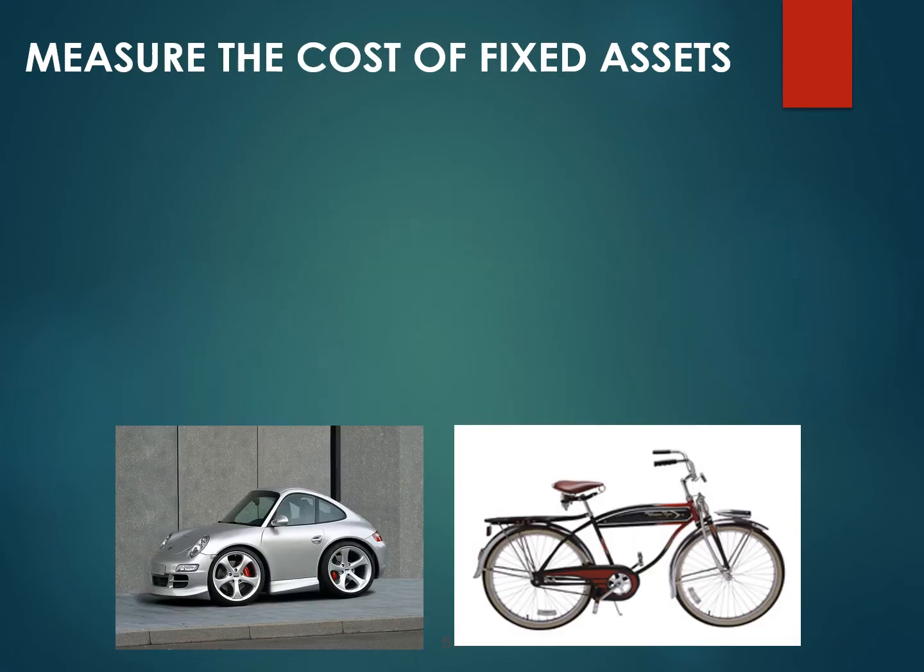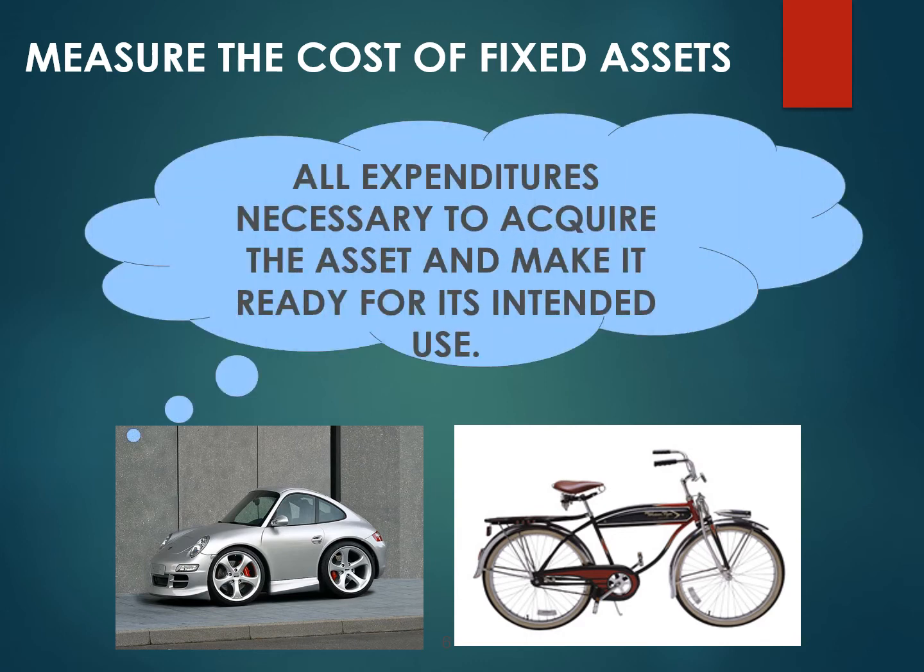Okay, students, let's move to discussing about the measure of the cost of fixed assets. There are two examples here, the car and bicycles. These two things we can categorize under vehicle accounts. So how do we calculate the cost? It depends on this statement: all expenditures necessary to acquire the asset and make it ready for its intended use. So this is the measurement for the cost of fixed assets.